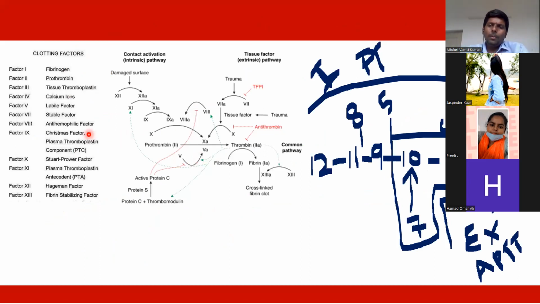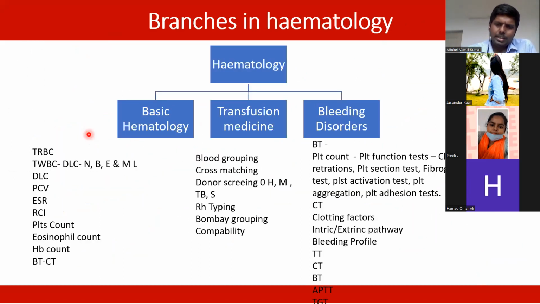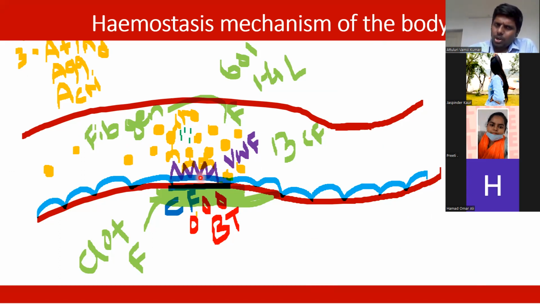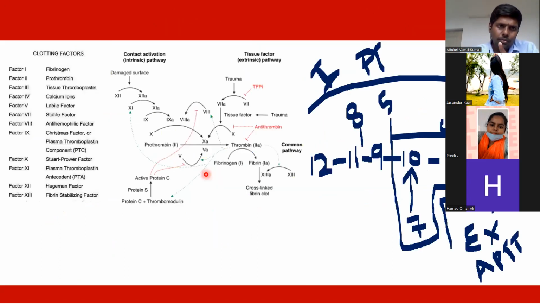Okay, so if there is no von Willebrand factor, without von Willebrand factor, our clotting factor 8 won't bind. Okay, clotting factor 8 will always bind with the von Willebrand factor. That is why your clotting factor 8 is called okay.